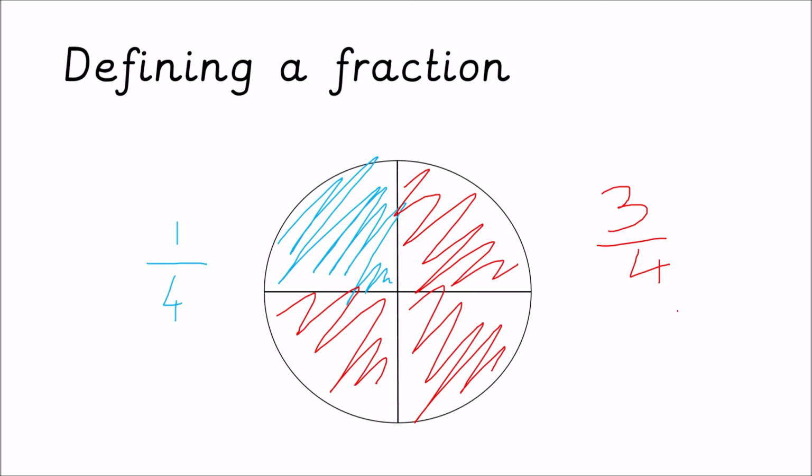Now, here, where I have 1 quarter, we call this a unit fraction because the numerator, the number on top, is 1. This is a non-unit fraction because the number on top is not 1.